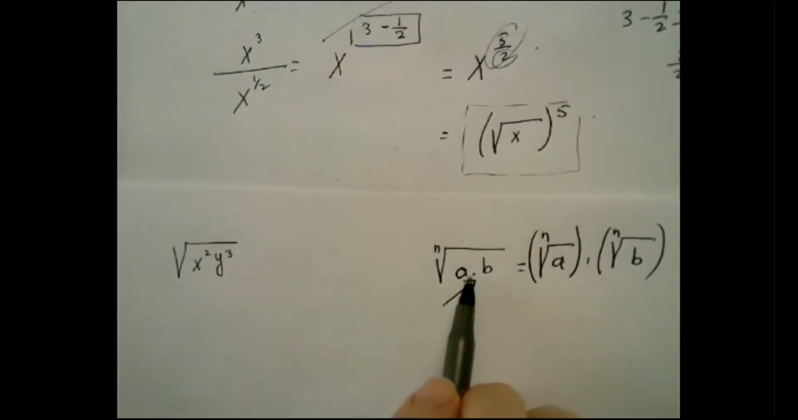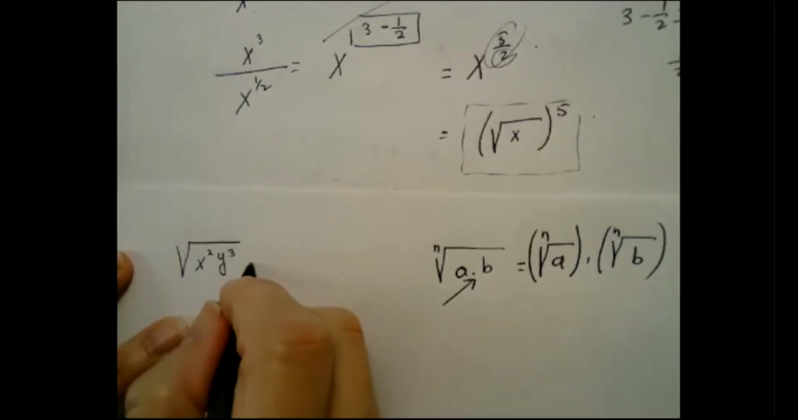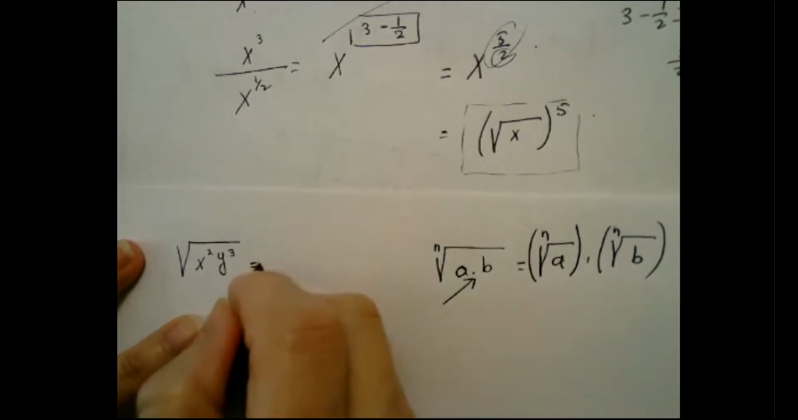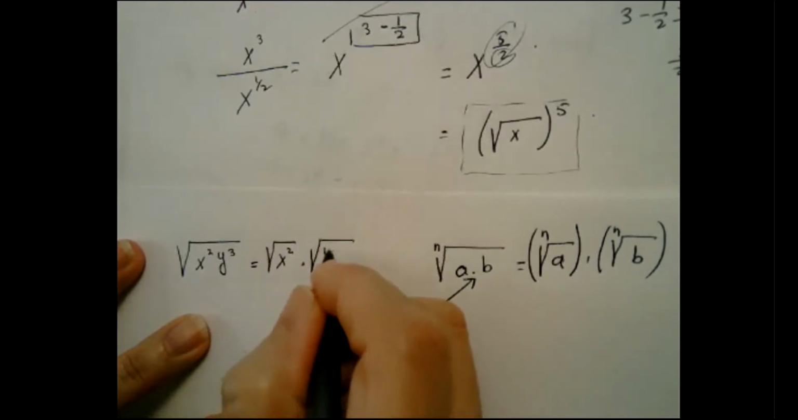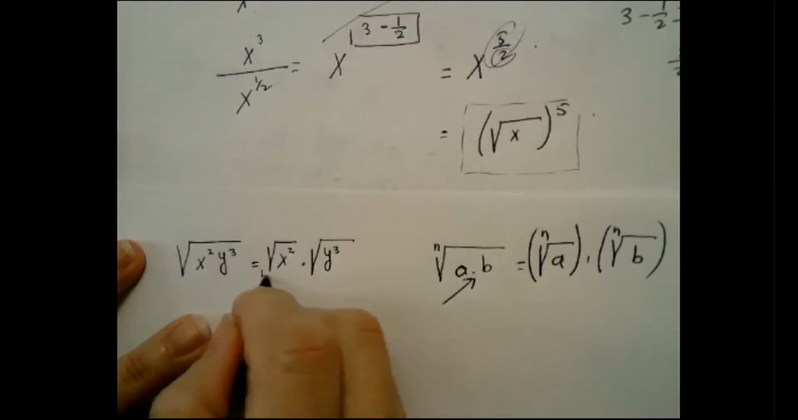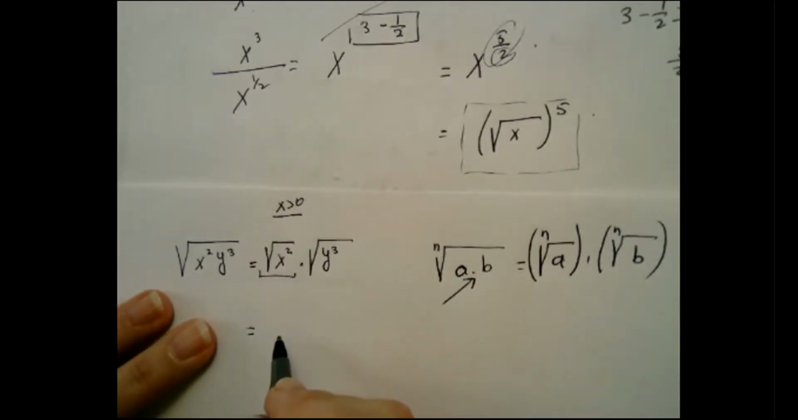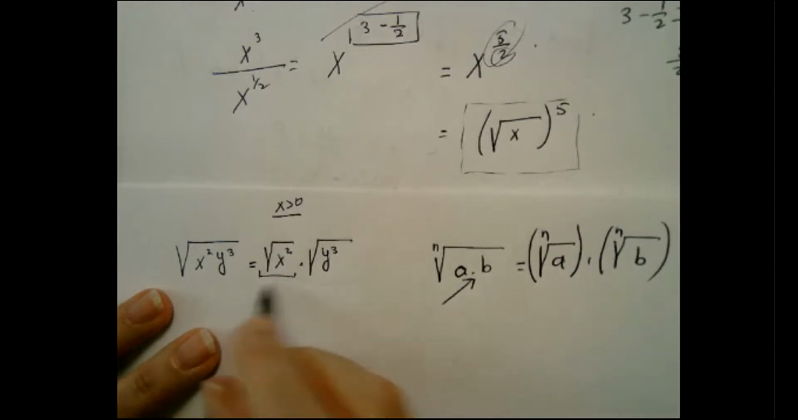If you have a multiplication, it is possible to split. This will make this problem relatively easy, because this will become the square root of x squared times the square root of y to the power 3. Now I am assuming in this problem x is positive. So what's the square root of x squared? Because I need boxes here. What's the number? When you square it, you get x squared, absolutely x. What's the square root of y to the power 3? In fraction notation, y to which power?